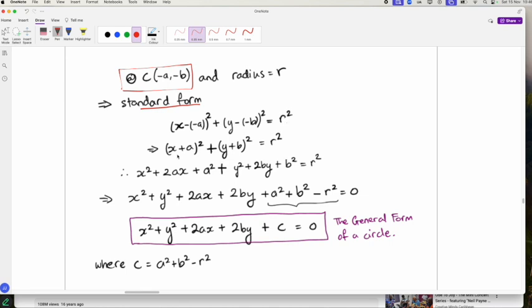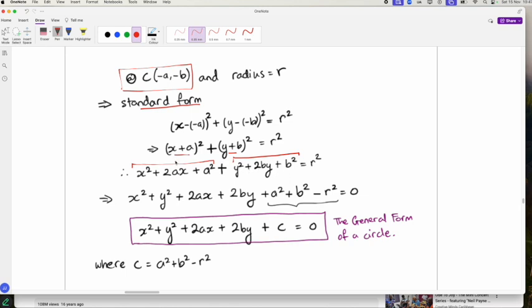And of course, now we will get nice clean addition signs in there for us to expand. So x plus a squared expands to this. Y plus b squared expands to this: y squared plus 2by plus b squared.